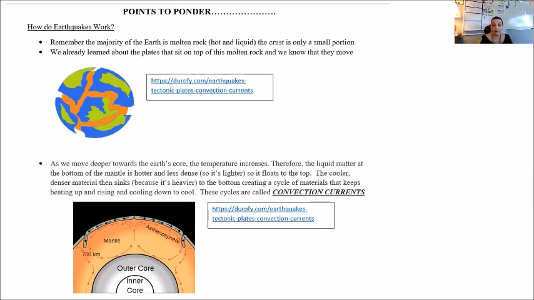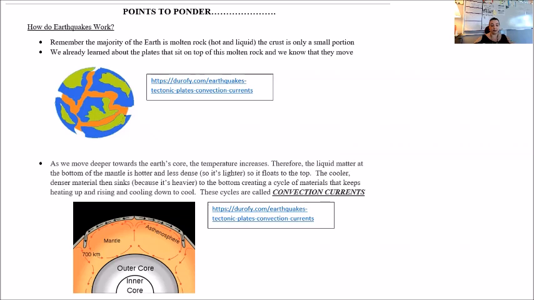So we learned in our volcanic unit that most of the earth is this ooey gooey center, the molten rock, which is the core of the mantle, and then the crust is this really thin outer plate. They're sitting on top of that and moving around. And as you go deeper in the Earth's core, the temperature increases. Therefore, that liquid matter at the bottom of the mantle is hotter and less dense.